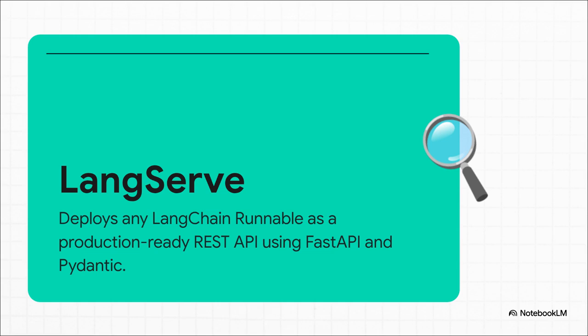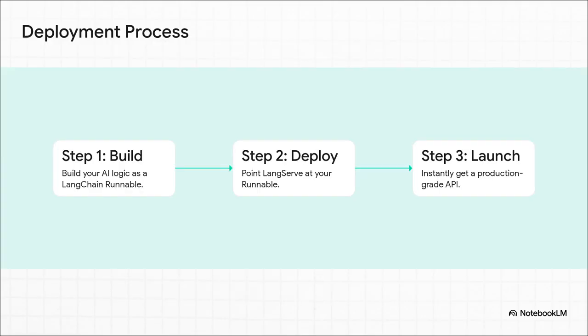You take any LangChain application, they call it a runnable, and LangServe instantly packages it up as a professional-grade REST API. And it's not some flimsy thing. It's built on top of rock-solid tools like FastAPI and Pydantic. What that means for you is you don't have to write all that boring boilerplate code for handling web requests and data. It just handles it. And the process? It's just so simple, it feels like magic.